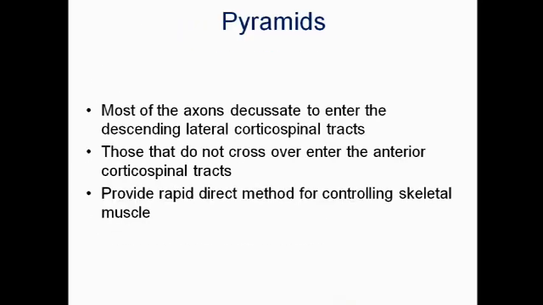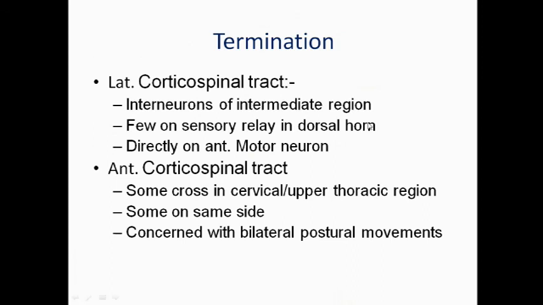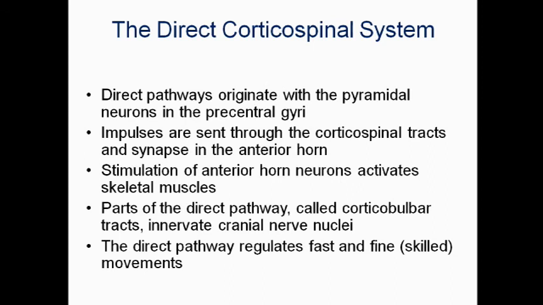So that is termination. Anterior corticospinal tract, some cross in the cervical or upper thoracic region, which we have seen, while others stay on the same side. So mostly the cranial nerves, but obviously not crossing to the opposite side because they are not crossing in the spinal tract. Some on the same side are concerned with bilateral postural movement, so that there can be adjustment of the bilateral postural movements. Okay, so that is the important tract.